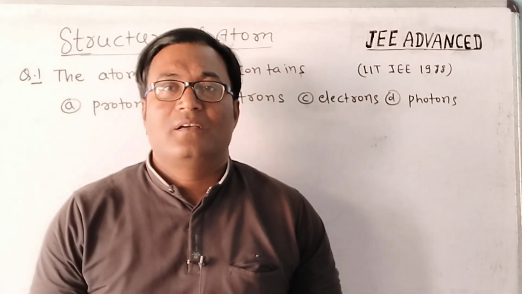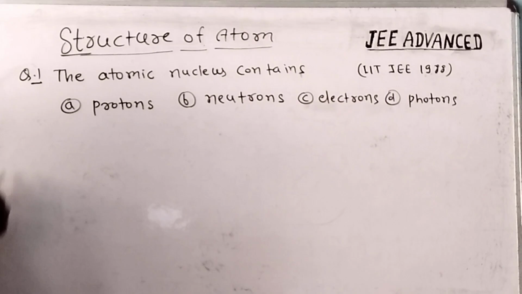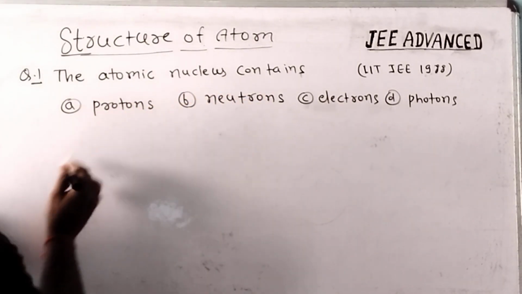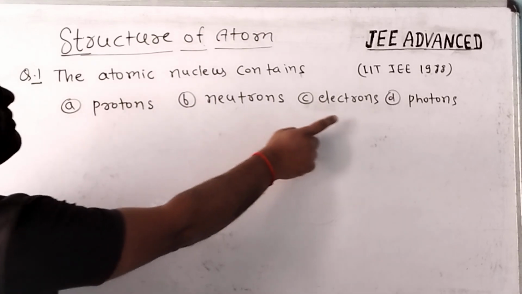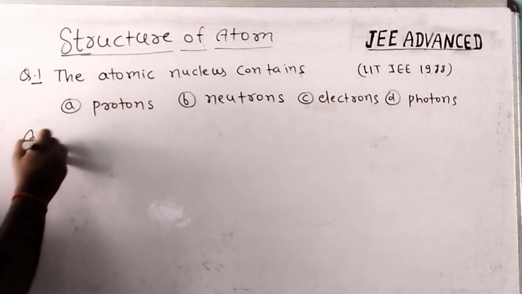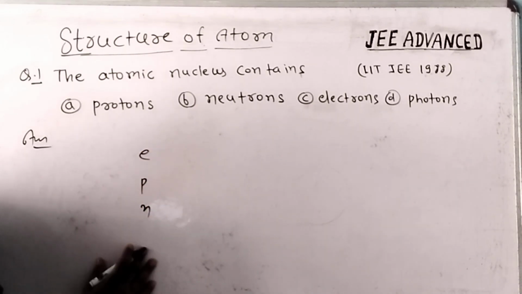Today I am going to teach structure of atom for JEE Mains and Advanced. Now question number 1: the atomic nucleus contains proton, neutron, electrons and photons. In the given options, actually in an atom, electrons, protons and neutrons are present.